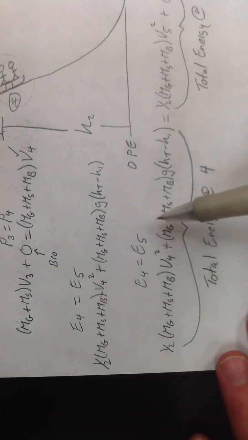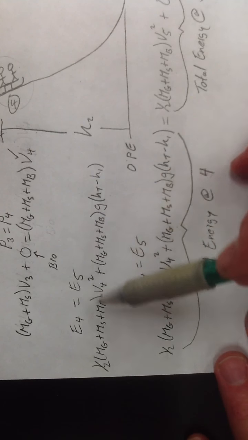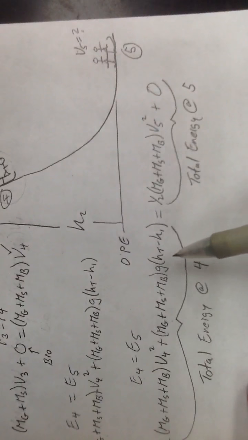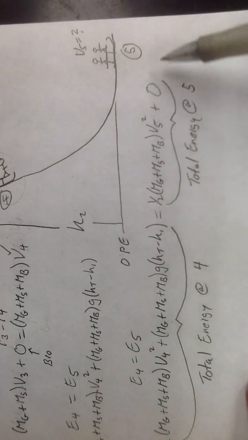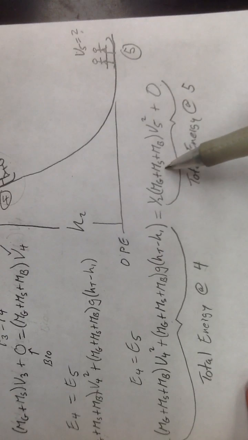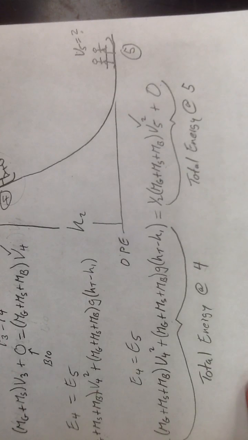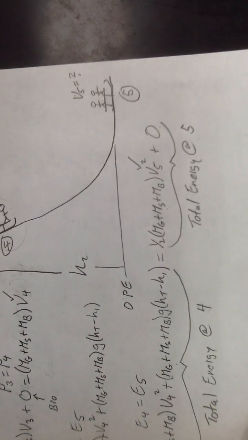All right, so what's going to happen at point 5? Well, I have this total energy at point 4, which is this term right here, and that has to be equal to the energy at point 5. What's happened to the potential energy? It's gone to zero, so all that energy has gone into kinetic energy. I can then solve for this final velocity, and we're done with that problem.